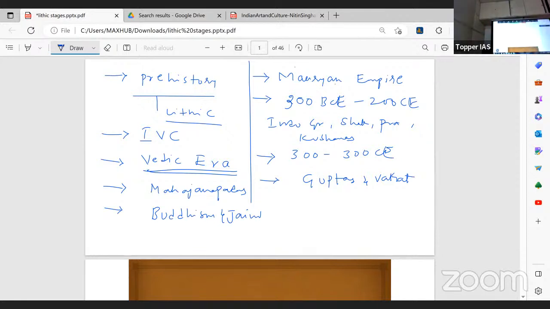So Guptas, Gupta Empire, right? So it is called as the golden period of Indian history, and the temple construction started in this phase. Plus a lot of contribution in the field of science, right? So basically Aryabhata, so Varahamihira, right? So all they belong to this phase. So that's why golden period of Indian history. So Guptas and Vakatakas, right?